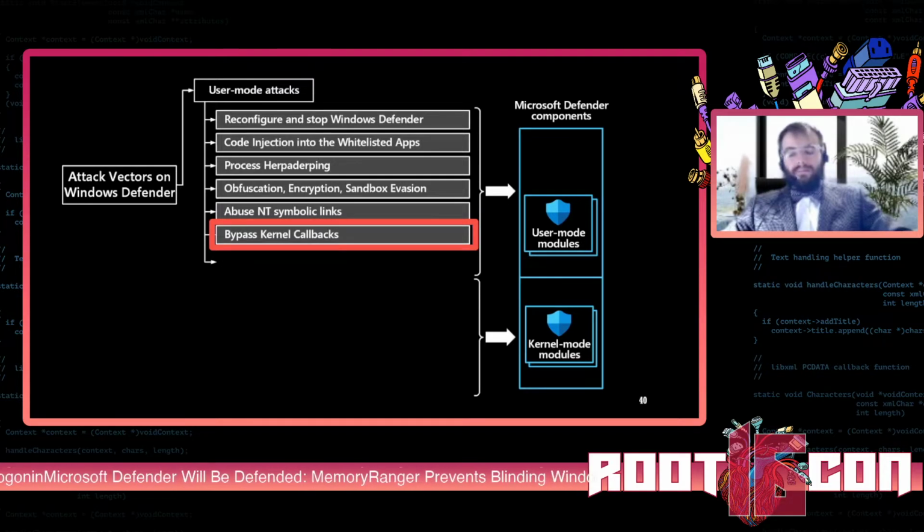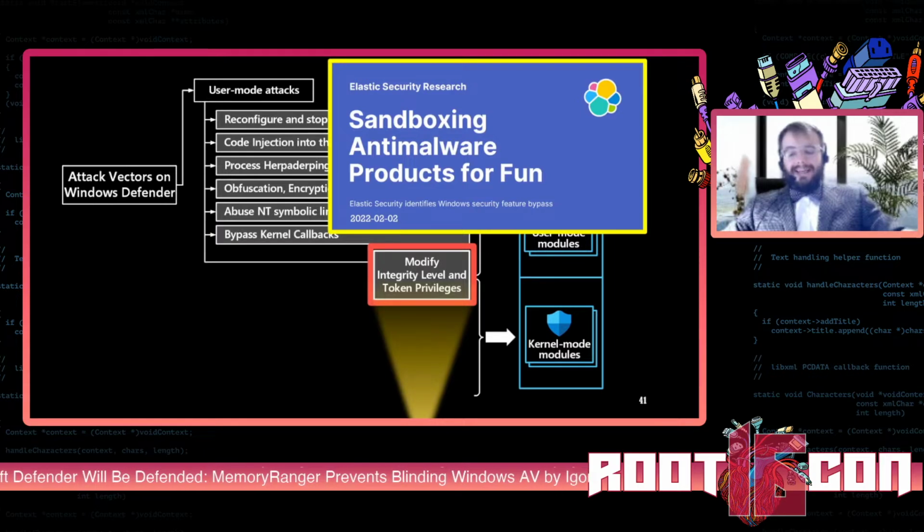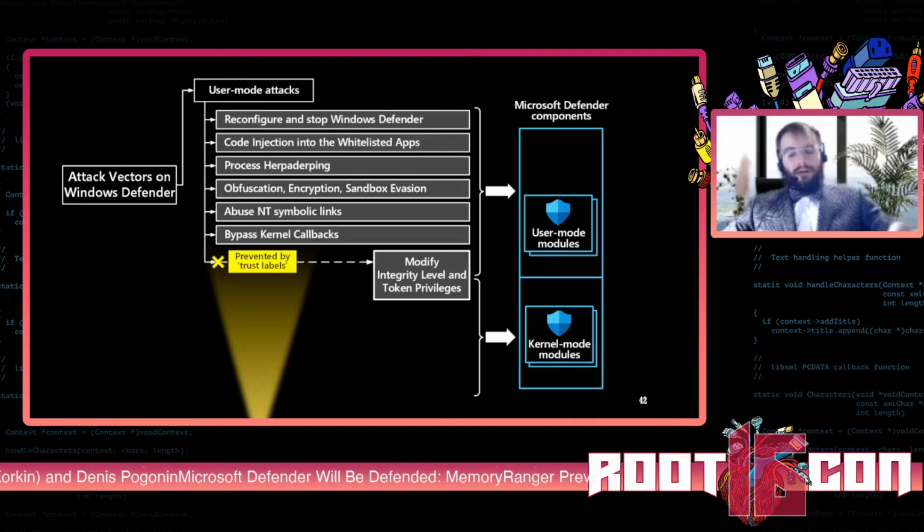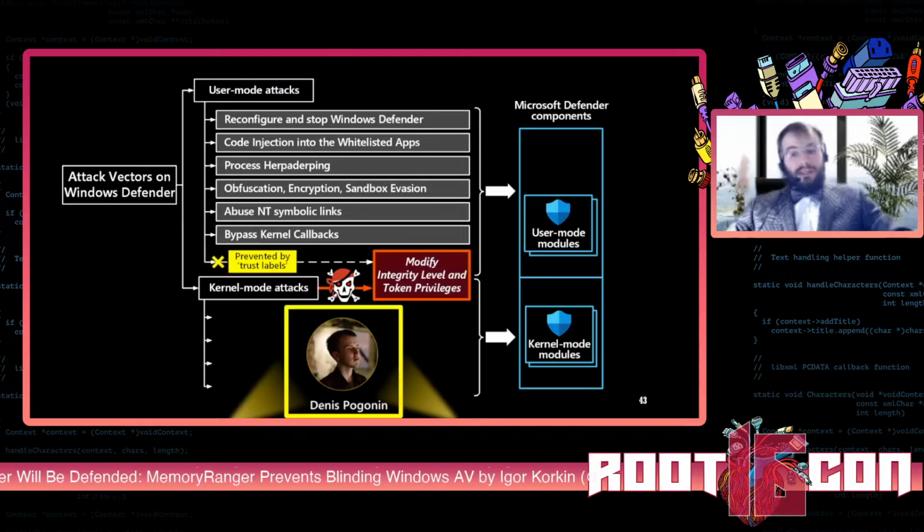Attackers can isolate Microsoft Defender so that it cannot access any file or process. This attack was published just a couple months ago, but this attack can be blocked by Windows feature named Trust Label. My student Denis has independently discovered the kernel attack that produced the same result and cannot be blocked by trust labels.